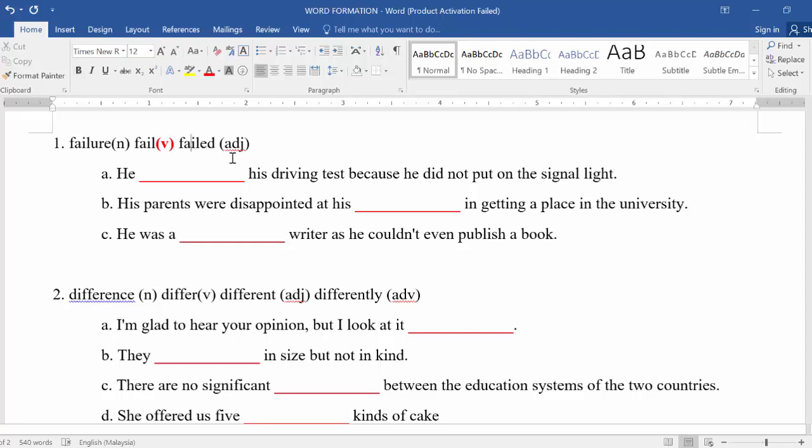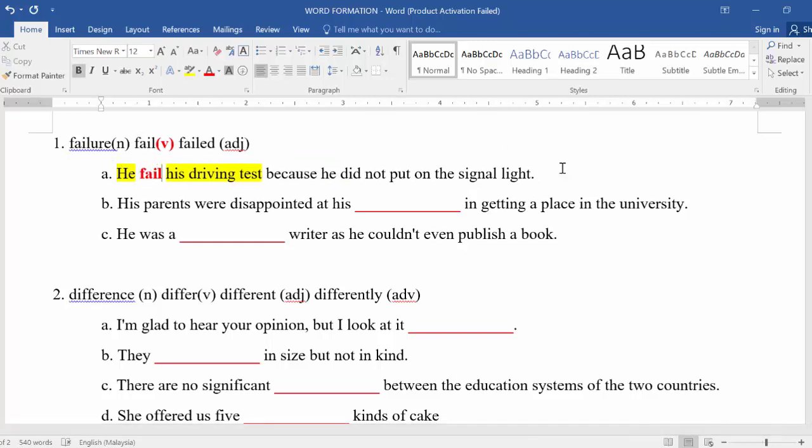Next one, failed adjective. Failed adjective means unsuccessful. We look at the question now. A, he won his driving test because he did not put on the signal light. Okay, we have keywords here. He, a noun, and also another noun at the back. When we have two nouns and we have a blank in between two nouns, usually this blank should be a verb. Your answer should be a verb.